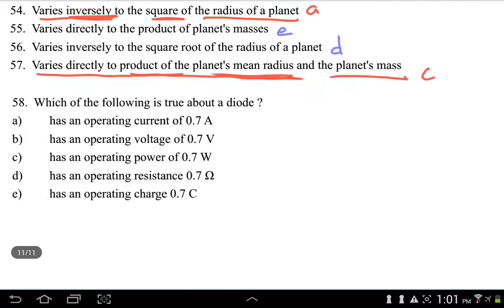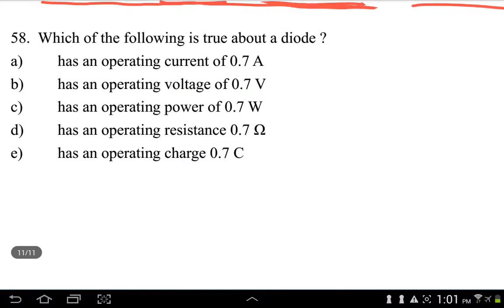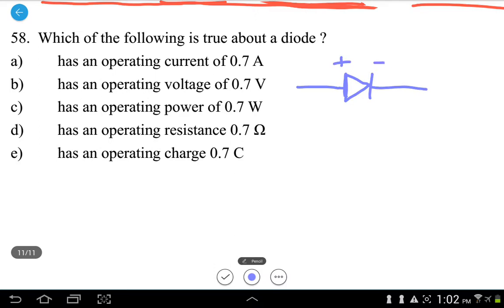All right, last question, number 58. Which of the following is true about a diode? Now, a diode, we know that it will work or turn on or operate if you apply a voltage of 0.7 volt or more. So in this case we say it has an operating voltage of 0.7 volt, B.